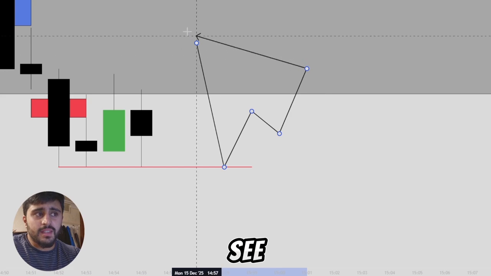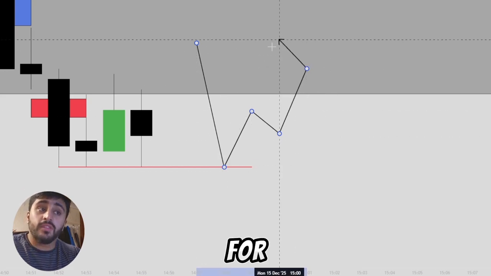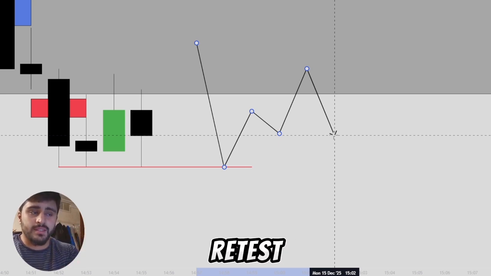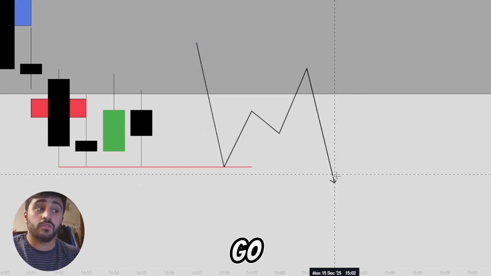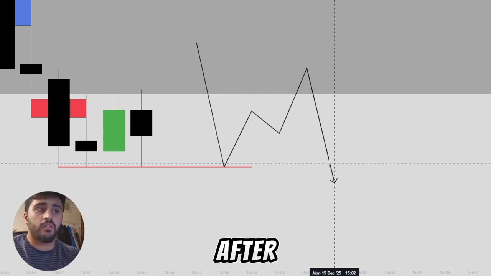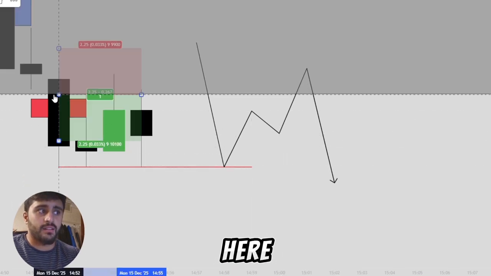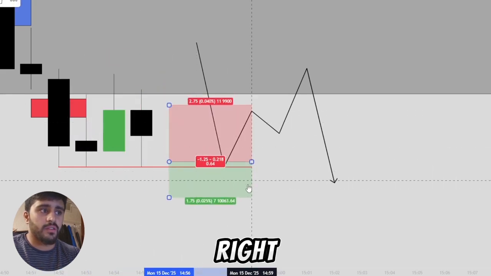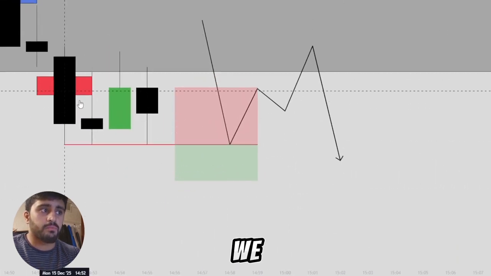I want to see a break, then I'm looking for that retest, and I have to see the market go back into the zone. I want to analyze the retest, and then I would look to go short, right? So I'd only look to go short after the retest. My short isn't here, or here, or anywhere. My short is actually here, after we retest the zone.